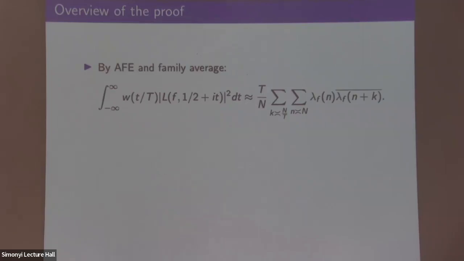So if you do those two completely standard first steps, you get this expression for the second moment. And just to remind you, lambda f of n are the coefficients of the GL3 cusp form, which are more complicated versions of the d3 of n.